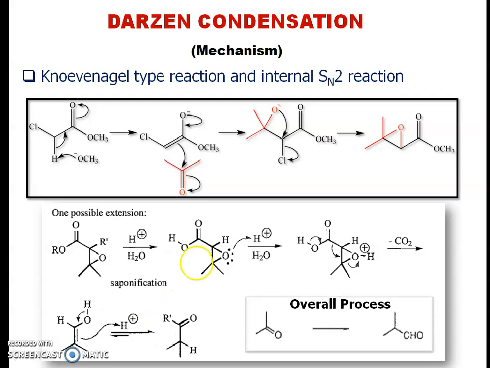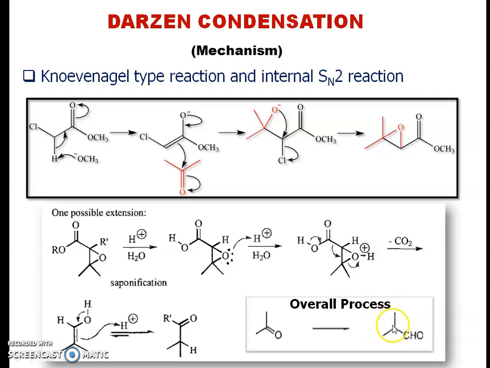And overall, you can see here the carbonyl is converted, and it is extended at this position, you get a CHO group. This is the carbonyl, and here instead of oxygen you will be getting a CHO group. That is the overall process that happens here. And here, suppose R dash is hydrogen, you can see the product obtained finally is CHO.